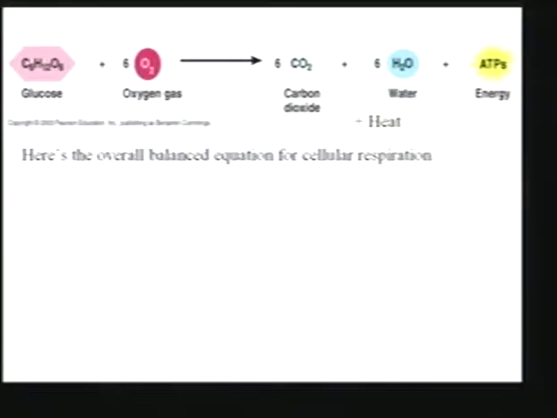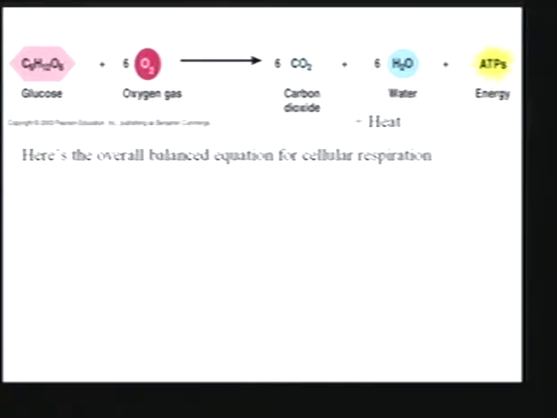This is the balanced equation for cellular respiration. Okay, we're taking glucose, adding oxygen, okay, and sending it through essentially what is now a black box. We haven't looked at the processes involved here. But we generate carbon dioxide, we generate water, and we generate ATP.